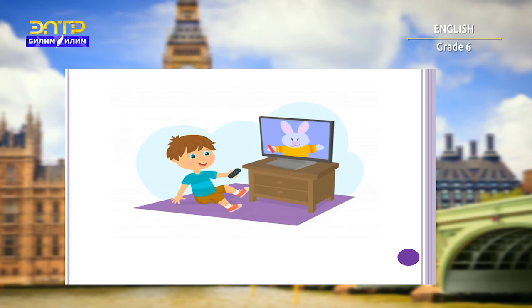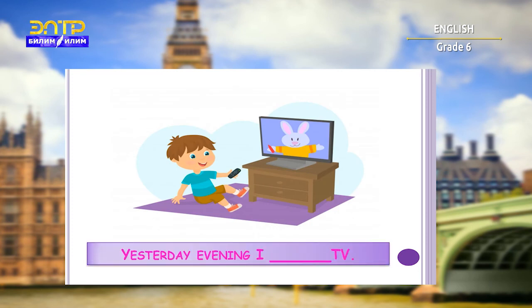Let's do another exercise. Complete the sentence with an appropriate verb in the past simple. For example, yesterday evening I TV. What can we do with TV? That's right, watch. What should we do with the verb to make the sentence in the past simple? Yes, add ed ending. So it will be yesterday evening I watched TV. The rest of the sentences complete on your own.